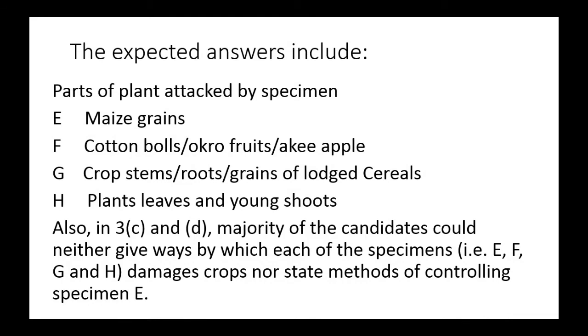Parts of the plant attacked by the specimen. Specimen E is maize grains. Specimen F is cotton balls, okra fruit, ackee apple. Then specimen G is crop stem, the roots, the grains of the logs series, and specimen H, the parts attacked is the plant leaves and the young shoots.